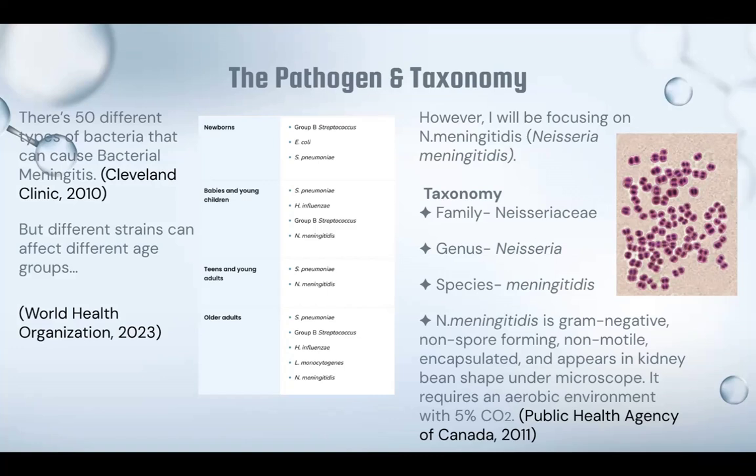Neisseria meningitidis is gram-negative, non-spore forming, non-motile, encapsulated, and appears in a kidney bean shape under a microscope. It requires an aerobic environment with 5% CO2.